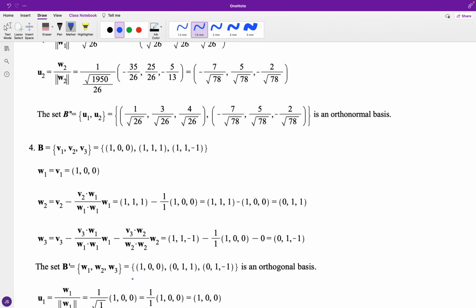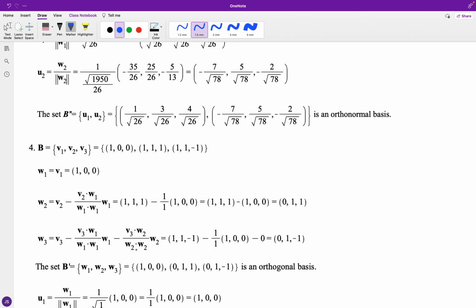And for W sub 3, we're going to have this time V sub 3 with 1, 1, and negative 1. And we have minus the dot product of V sub 3 and W sub 1 all over the dot product of W sub 1 with itself, times W sub 1. So for the dot product of V sub 3 and W sub 1, that is going to be 1. Again, the dot product of W sub 1 with itself is 1. And W sub 1 we have at 1, 0, 0.